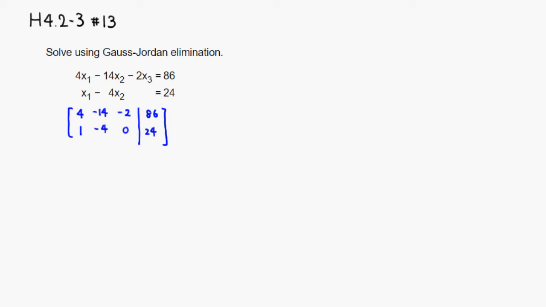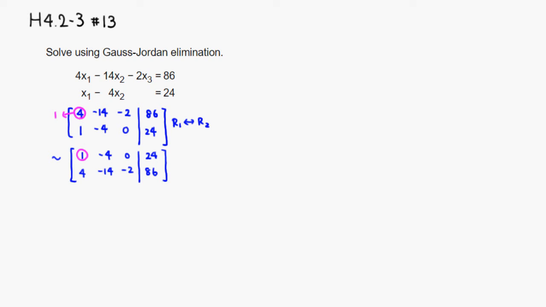First I would like to turn 4 into 1. The easiest way would be to switch R1 and R2. So you're going to get 1, negative 4, 0, 24. Then you have 4, negative 14, negative 2, 86. Again, sorry about the noise. Now we have 1 here.